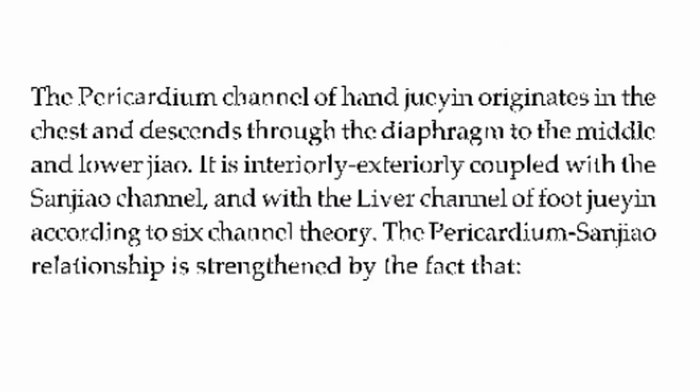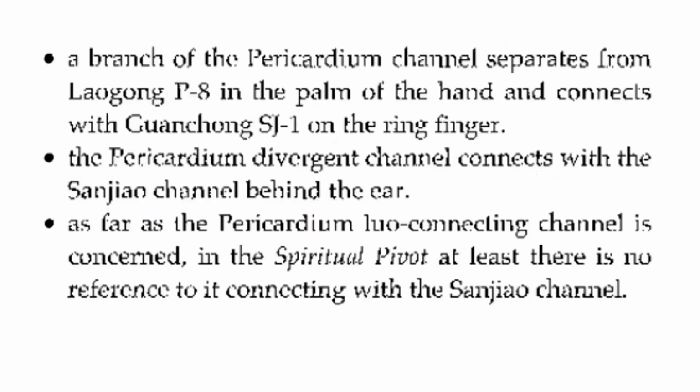The pericardium channel of the San Jiao originates in the chest and descends through the diaphragm to the middle and lower jiao. It is exteriorly coupled with the San Jiao channel and with the liver channel according to six-channel theory. The pericardium San Jiao relationship is strengthened by the fact that a branch of the pericardium channel separates from P8 in the palm of the hand and connects with San Jiao 1 on the ring finger.